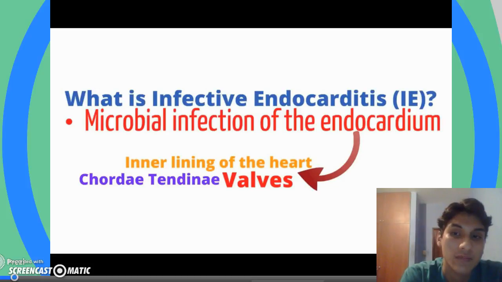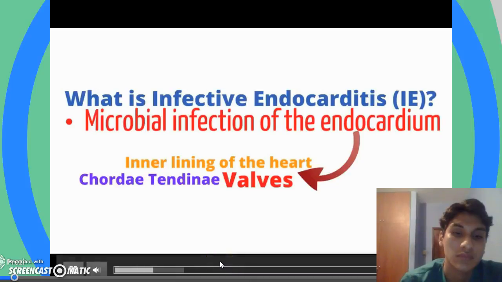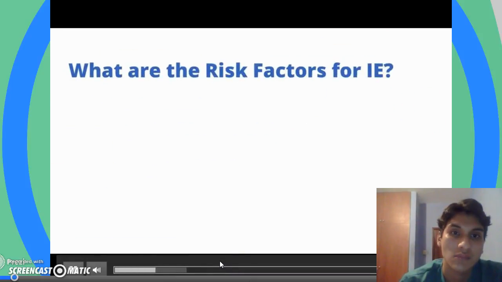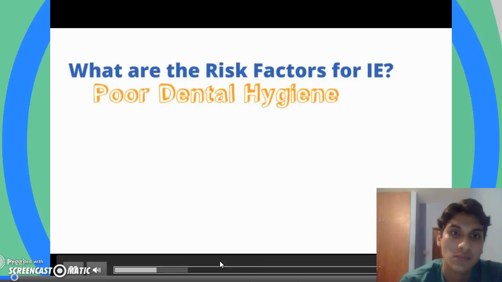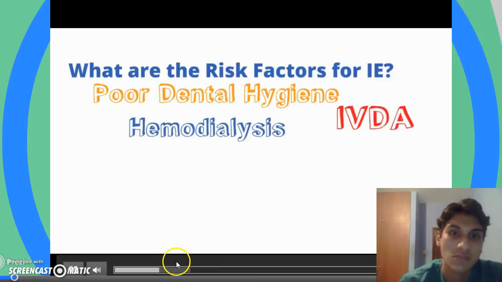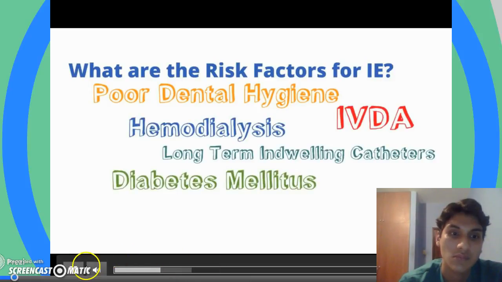Now that we know what infective endocarditis is, we need to understand what the risk factors for infective endocarditis are. Risk factors include poor dental hygiene, intravenous drug abuse, hemodialysis, long-term indwelling catheters, diabetes mellitus, and prosthetic valves.